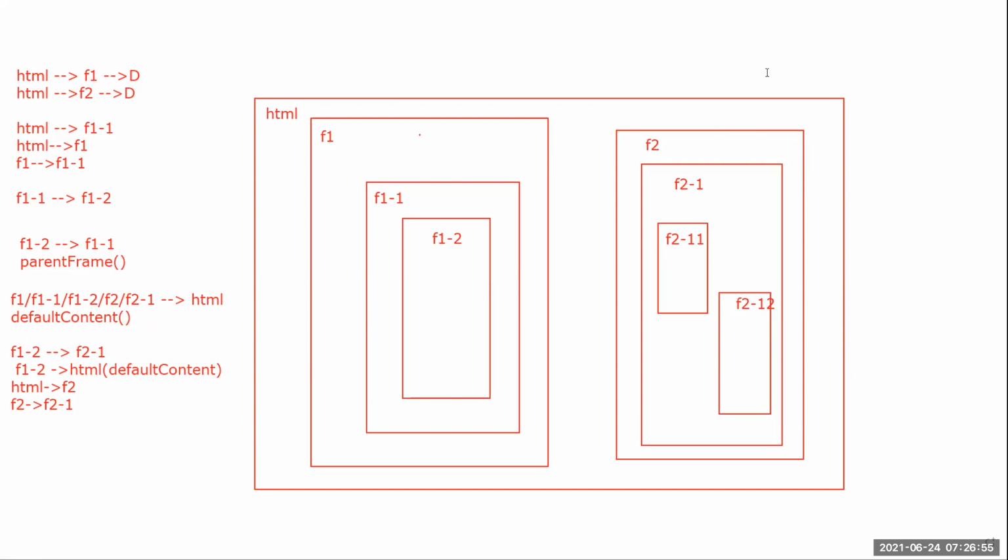I cannot find applications which have all these scenarios. That is why I have to explain this theoretical part. But there are only 3 methods to switch into the frames that we have already learned. And then for moving out of the frames, we have parent frame and default content that we are going to see now.